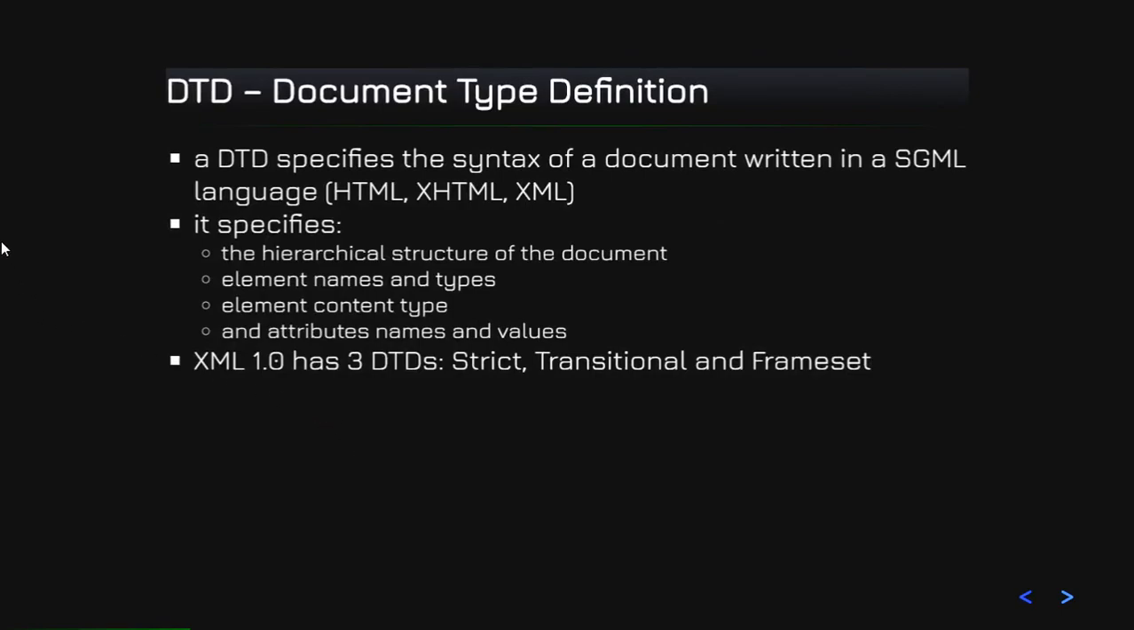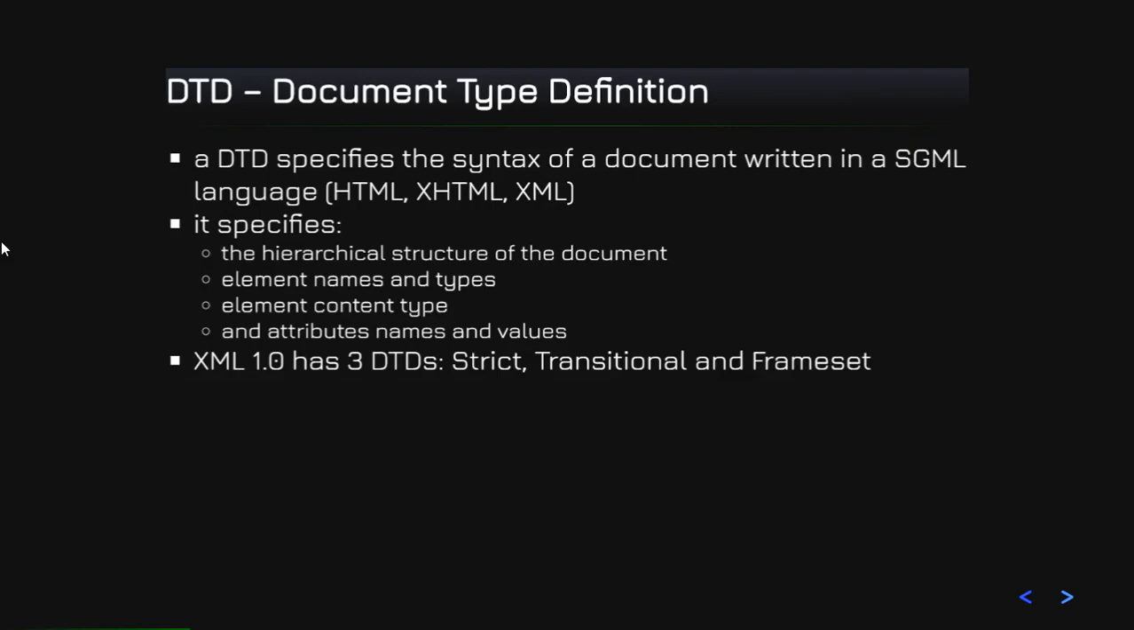Moving on, a document type definition is, as I've already specified, a document that defines the syntax of a document written in an SGML language. An SGML language is just like an ancestor or an umbrella language. It comes from standard generalized markup language, and it is a meta language that includes XHTML, HTML, and XML.